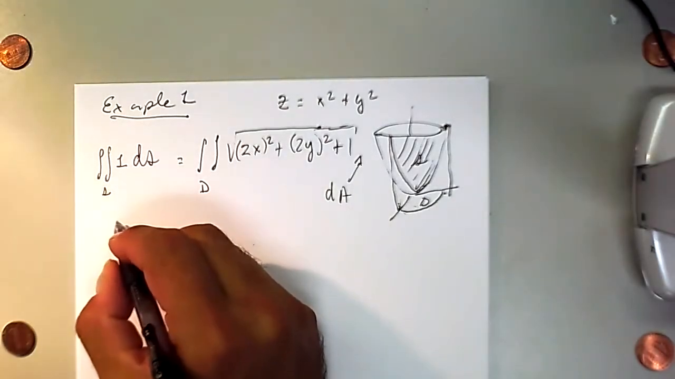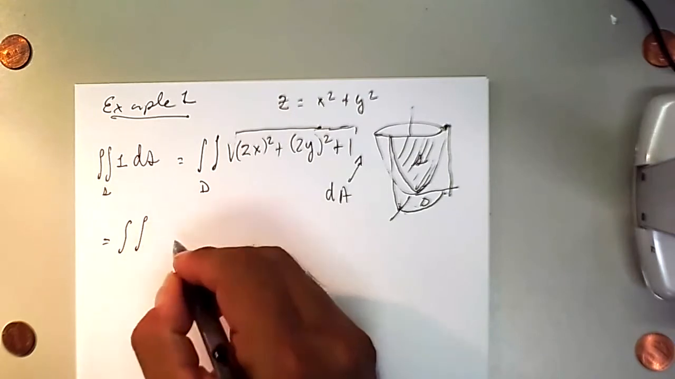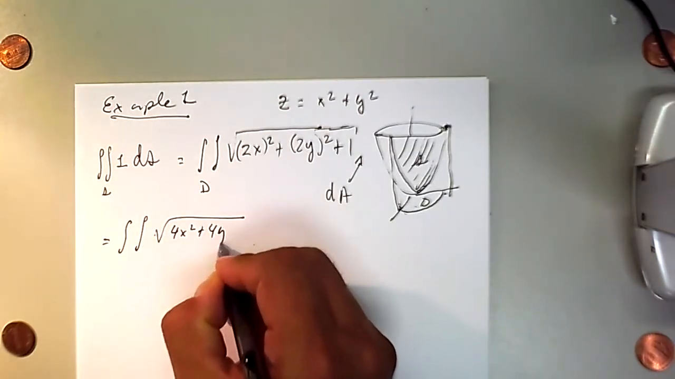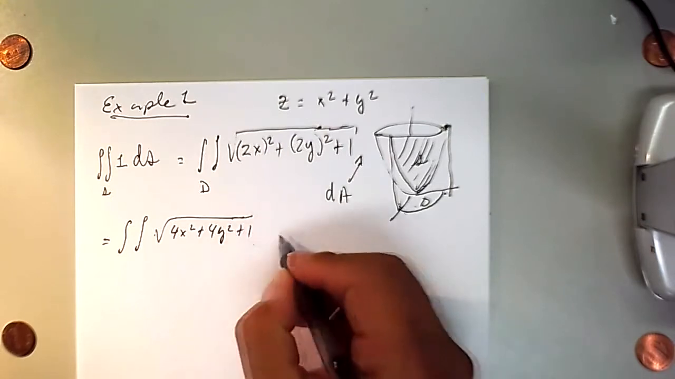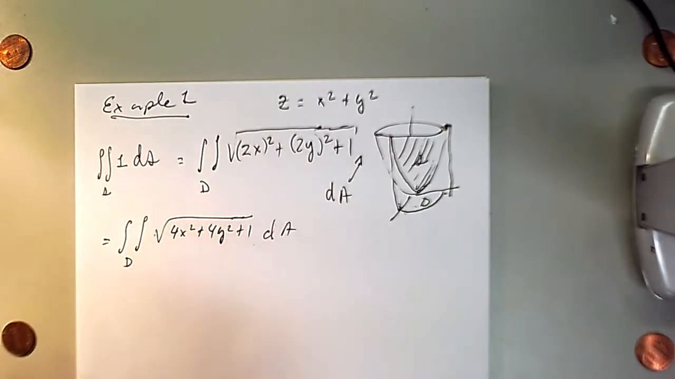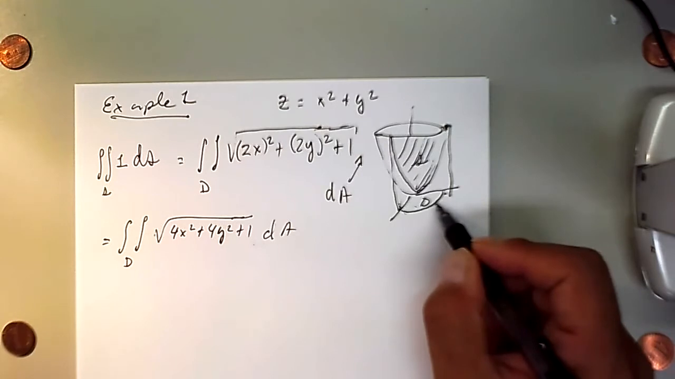So that would be the double integral of the square root of 4x squared plus 4y squared plus 1 with respect to the area over D. Now, this is a quarter of a circle. This calls for changing things into polar coordinates.